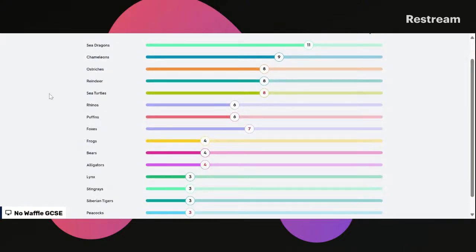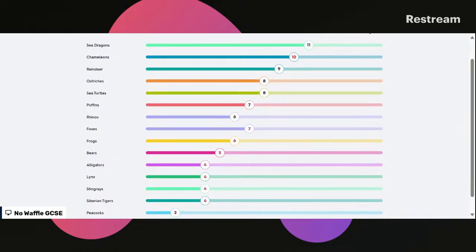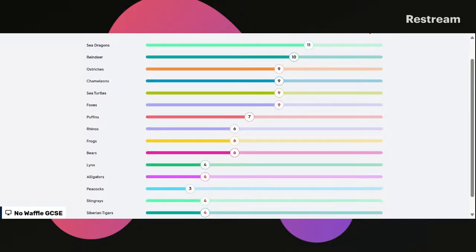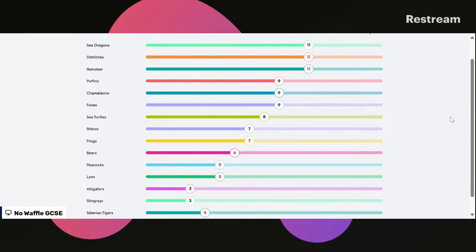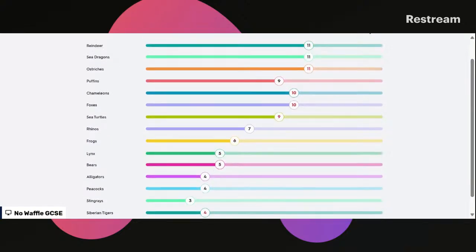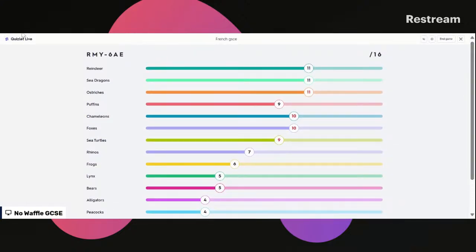Sea dragons are in the run with 11. Then you've got chameleons, ostriches, reindeer, sea turtles, rhino. The game has to end when some team gets 16 correct in a row. And the highest right now is 11. 3 teams have 11: reindeer, sea dragons, and ostriches. Seems to have stopped here though.